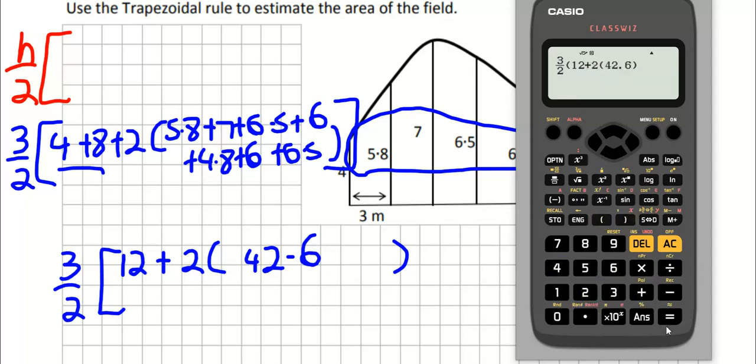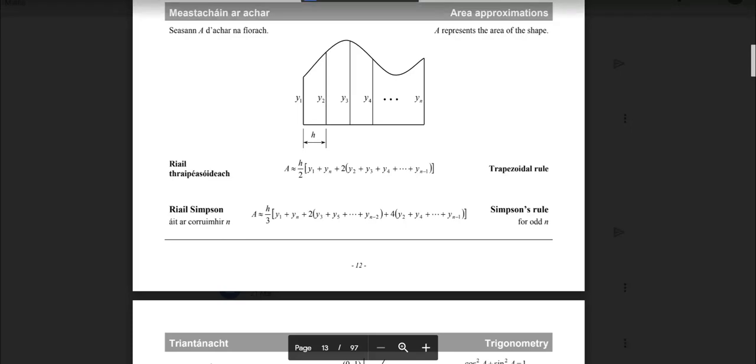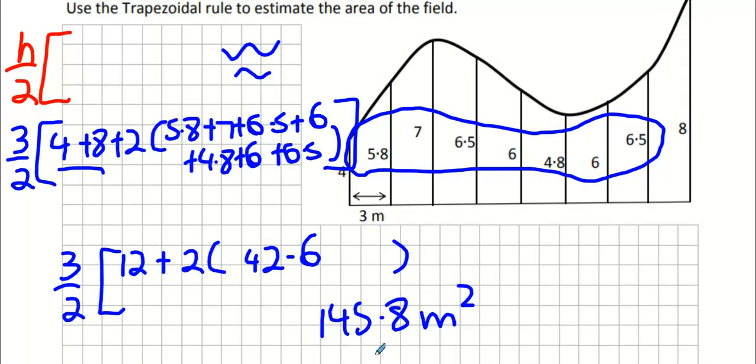And lo and behold, my answer is going to be 145.8 meters squared. This is an estimate. If you look back at the original page, see the curly set of equal signs? That means it's an estimate, not exactly equal, but pretty close. Is that okay? Okay. Yeah, leave it. Okay.